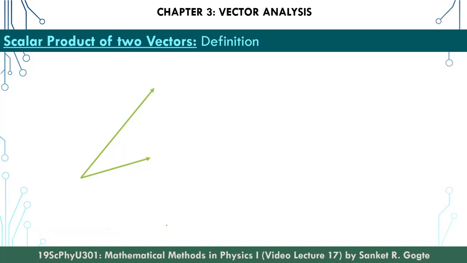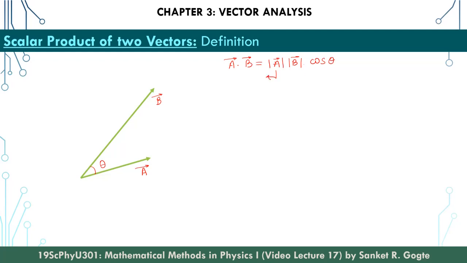Let's begin from discussion of scalar product of two vectors. Suppose I have these two vectors. This is vector A and this is vector B, and suppose the angle between them is theta. Then scalar product of these two vectors is denoted like this: A dot B, and by definition it is equal to mod A mod B into cos theta.